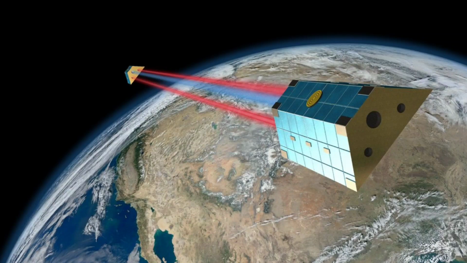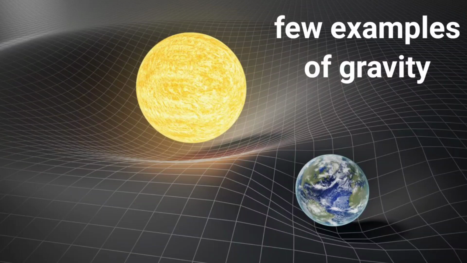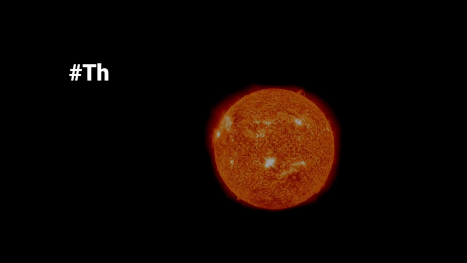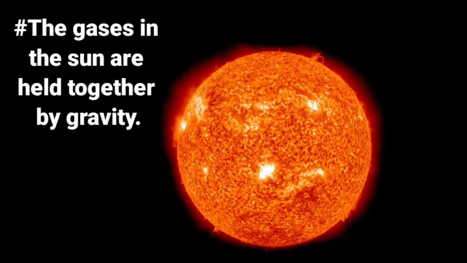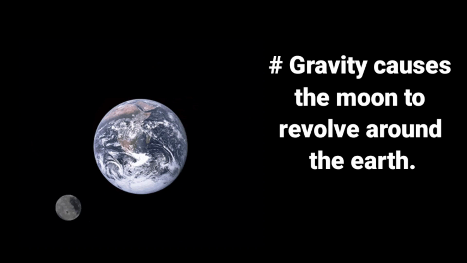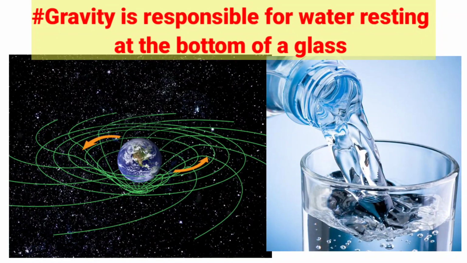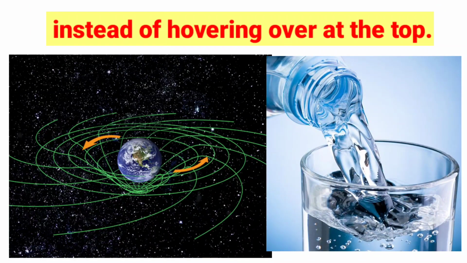After knowing what is gravity, let us have a look at a few examples of gravity. The gases in the sun are held together by gravity. Gravity causes the moon to revolve around the earth. Gravity is responsible for water resting at the bottom of a glass instead of hovering over at the top.